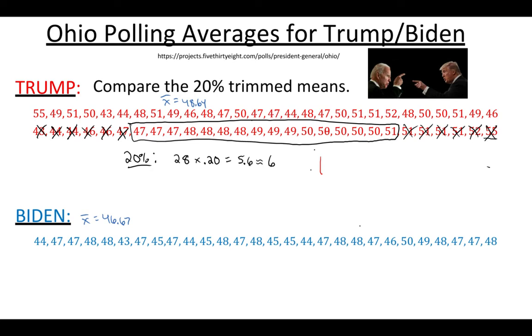Make sure you are ordering these. I already did that, so just make sure you're doing that. You're not just whacking off 6 from either side without ordering them. That would give you wrong results. So with that, now we're going to calculate the trimmed mean.